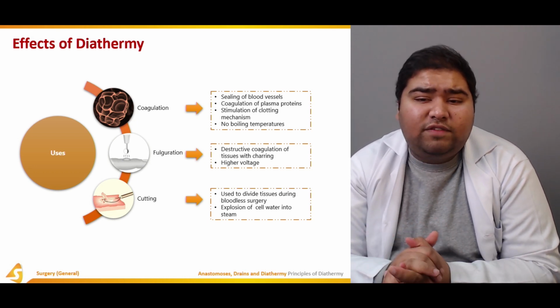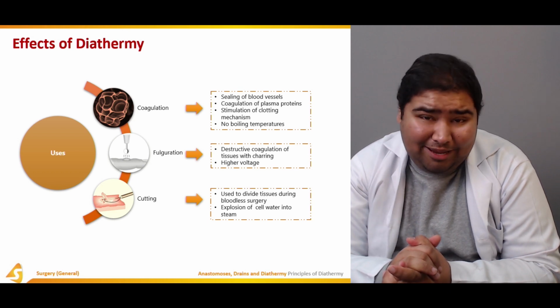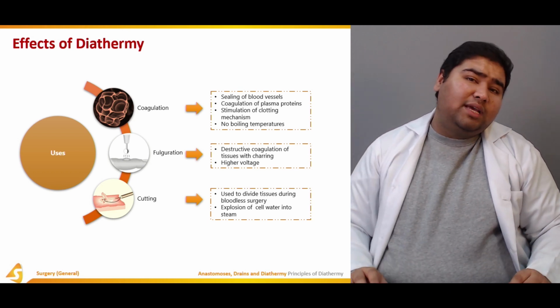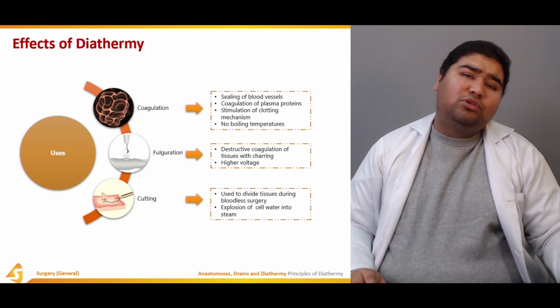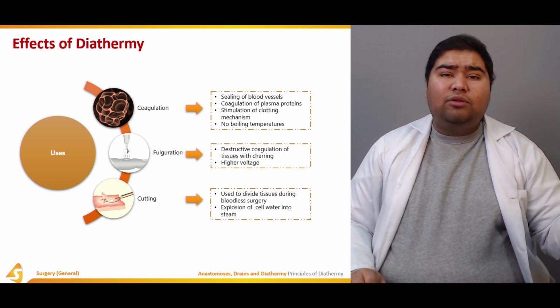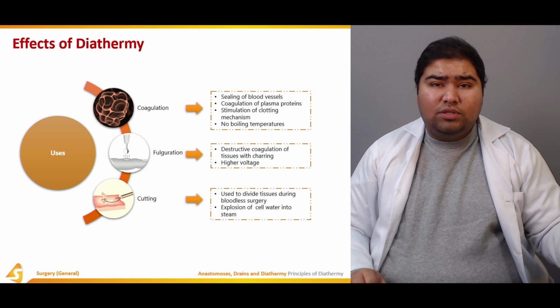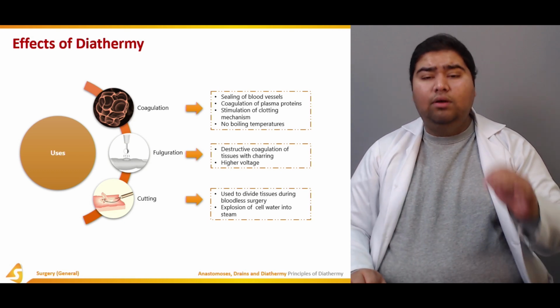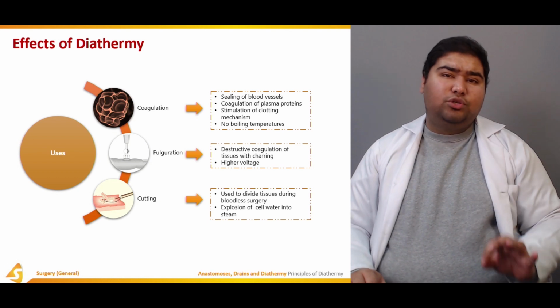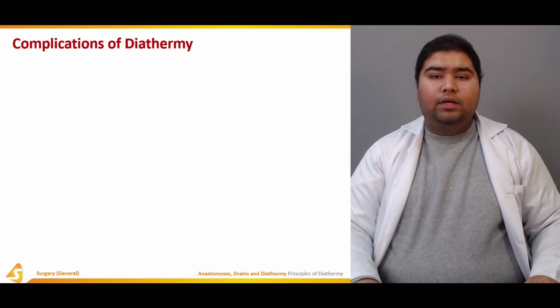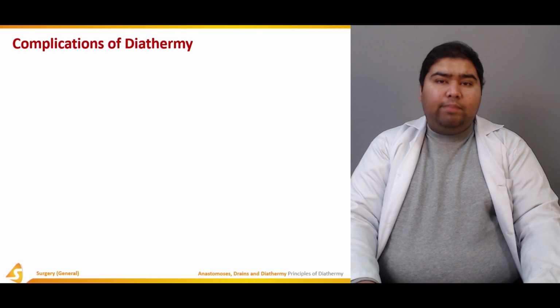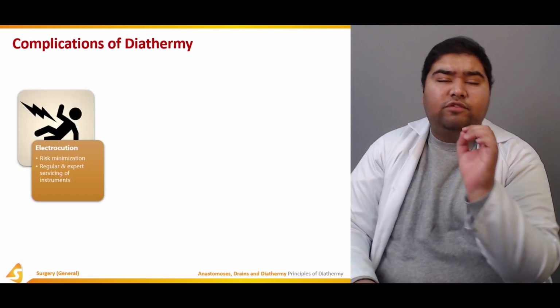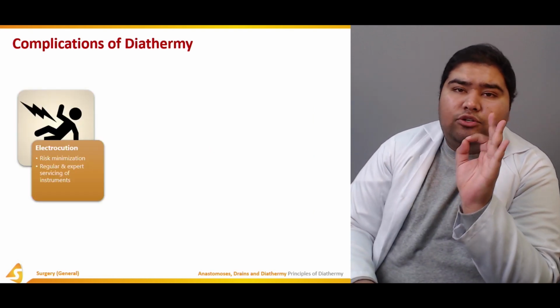There's explosion of cell water into steam. So the principle of cutting is that heat is applied to the cell. Now the cell water explodes into steam, and the cell is destroyed, and this is how the diathermy is used for cutting. Now, what are the various complications of diathermy? So first of all, the electrocution.